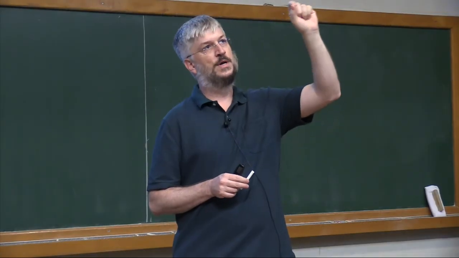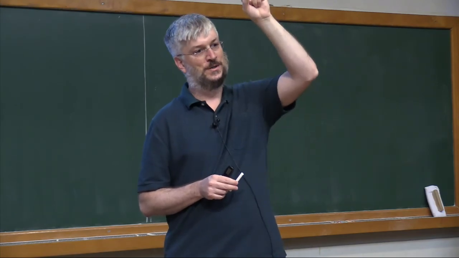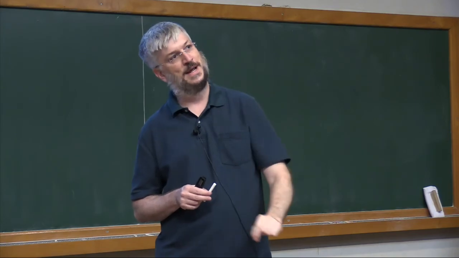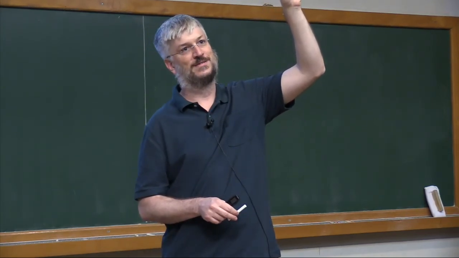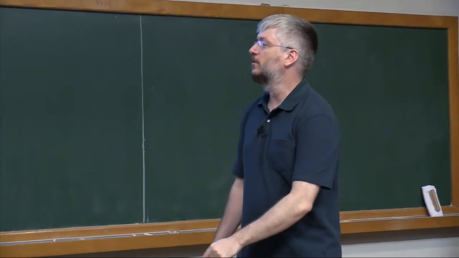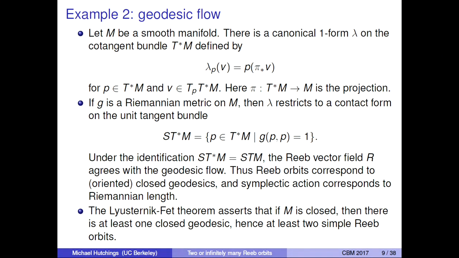Well, I have a point in the cotangent bundle. I have a tangent vector to the cotangent bundle. So I can project that down to M to get a tangent vector to M. And I also have a cotangent vector to M, and then I just pair them. So it's a completely canonical form. And its derivative is a canonical symplectic form.